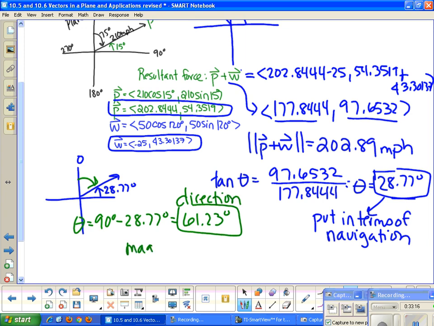and the magnitude would be 202.89 miles per hour. So that actually is the speed and the direction of the plane.